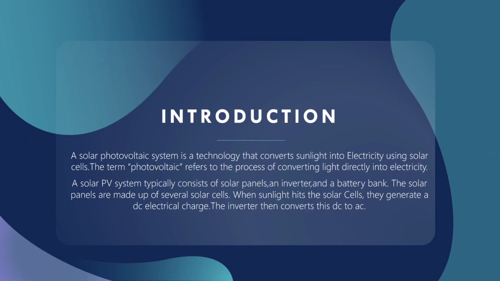Introduction. A solar photovoltaic system is a technology that converts sunlight into electricity using solar cells, which are typically made of silicon. The term photovoltaic refers to the process of converting light directly into electricity. Solar photovoltaic systems can be used for a wide range of applications, from powering small electronic devices to generating electricity for homes and businesses. The electricity generated by a solar photovoltaic system can either be used immediately or stored in a battery bank for later use.